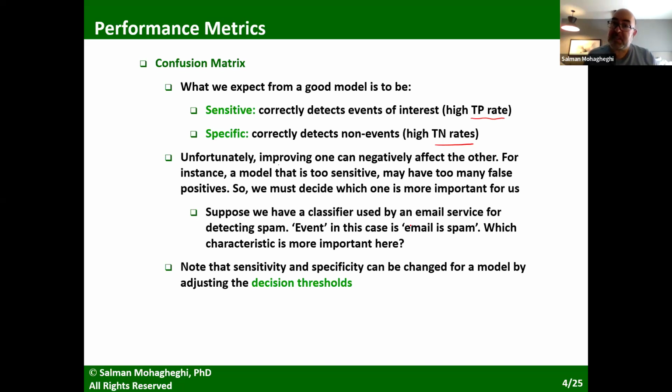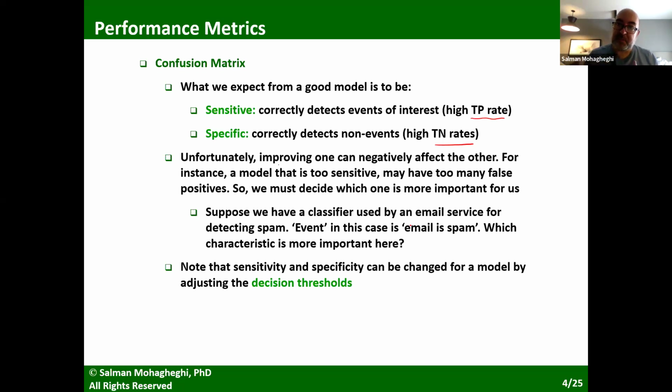This obviously makes it more sensitive, meaning that every spam email coming in, chances are that it's going to be detected as spam. However, it negatively impacts specificity because a lot of legitimate emails might come in and they have two typos, which is quite normal in an email. And yet your classifier identifies it as a spam incorrectly. That's a false positive rate.